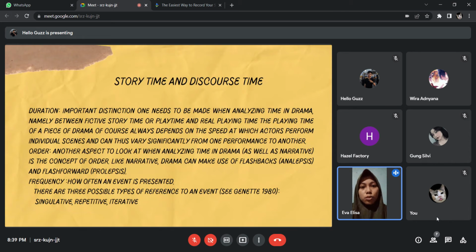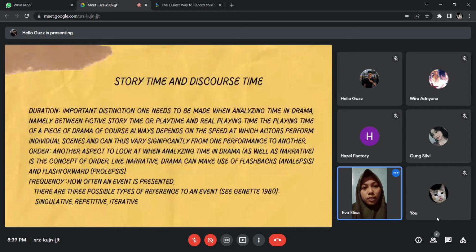The next one is story time and discourse time. The first one is duration. An important distinction needs to be made when analyzing time in drama, namely between fictive story time or play time and real playing time. The playing time of a piece of drama, of course, always depends on the speed at which actors perform individual scenes and can thus vary significantly from one performance to another.